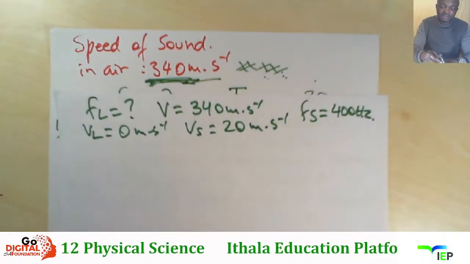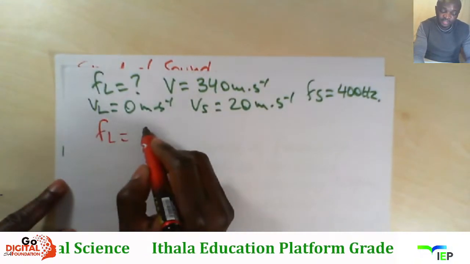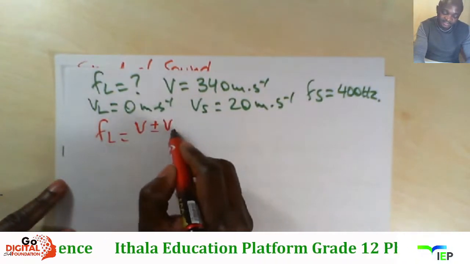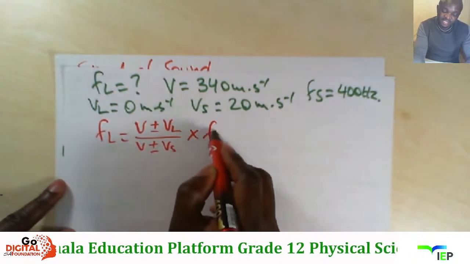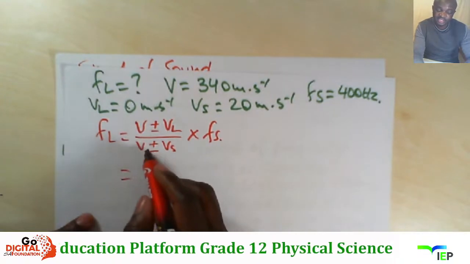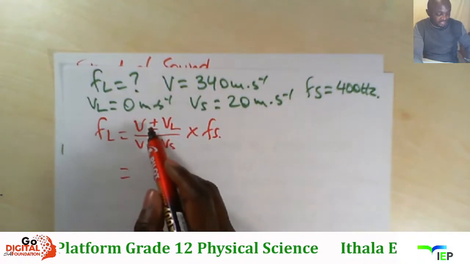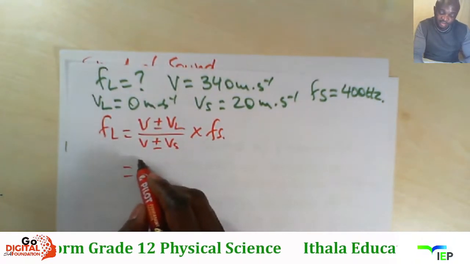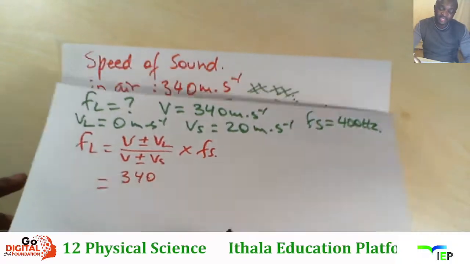When you do the calculation, make sure you use this formula, just put plus or minus, there's no problem. V plus or minus Vs times Fs. So then we do the substitution. But when we do the substitution we must put the correct sign. So 340. Now what do we need to check again?